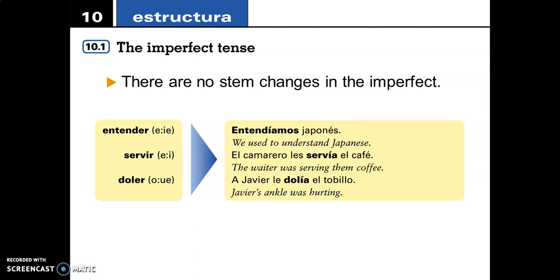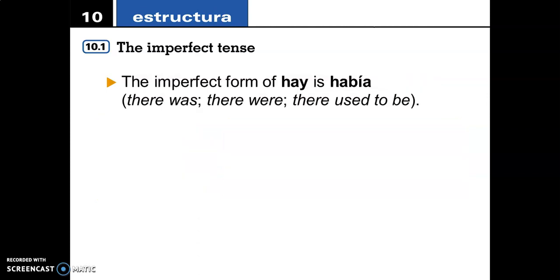A Javier le dolía el tobillo, right? Javier had pain in his ankle, right? His ankle was hurting him. So any verbs that are normally stem changers in other tenses, in the present or the preterite, are not going to be stem changers in el imperfecto. They're just going to have their regular ending.